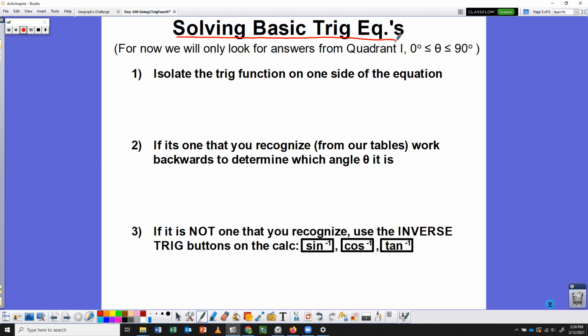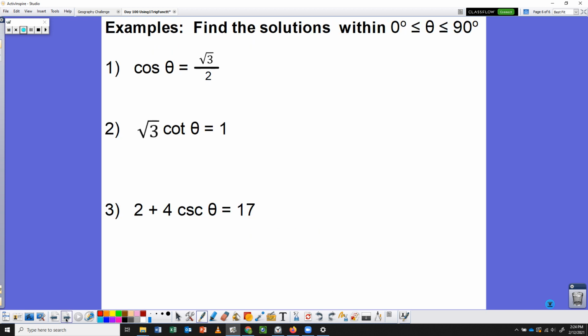But if it's not one that you recognize, that's when you're going to have to use the inverse trig buttons on your calculator. Remember, whenever you want to ask your calculator what is the angle that has a specific value, that's when you're using inverse sine, inverse cosine, or inverse tangent. And to get to those buttons on your calculator, you have to use the second button first. So let's take a look at a couple of examples, and we'll show you how to do problems like this.